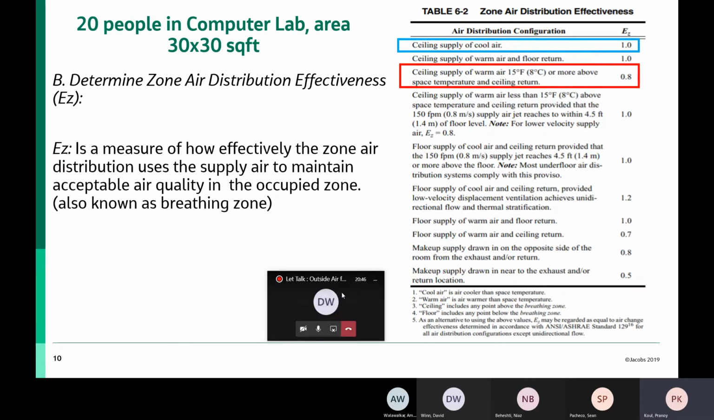Okay, coming down to the second part, which is determining your zone air distribution effectiveness, which is your Ez value. And this is in Table 6.2 within the manual. Ez is basically your measure of how effectively the zone air distribution uses the supply air to maintain acceptable air quality for an occupied zone. So let me quickly explain that cool air is nothing but air cooler than the space temperature, and warm air is air warmer than the space temperature. So that needs to be 100% understood.